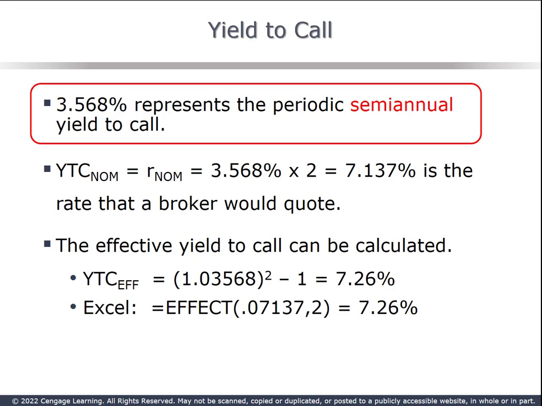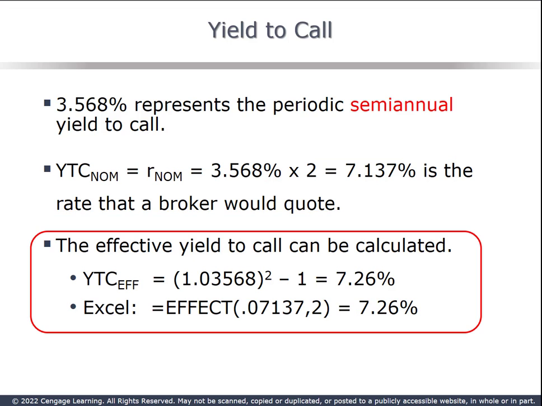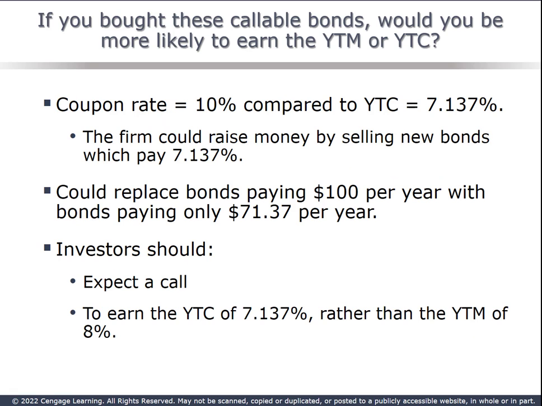The 3.568% represents the periodic semi-annual yield to call. A broker would actually quote 2 times that. Remember, APR, 7.137%. Or you could solve for the effective yield, 7.26%. The 3.568 yield to call result is a 6-month rate. With a nominal rate of 7.137, it may be in the firm's best interest to call in the 10% bond issue and issue new bonds at the lower market rate. Investors should anticipate a call and expect to earn 7.137.